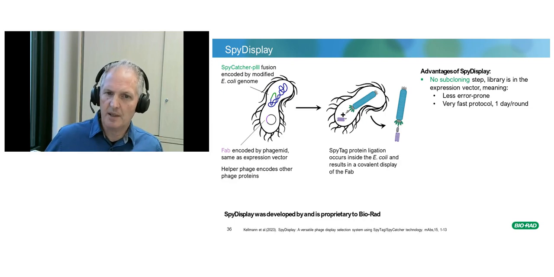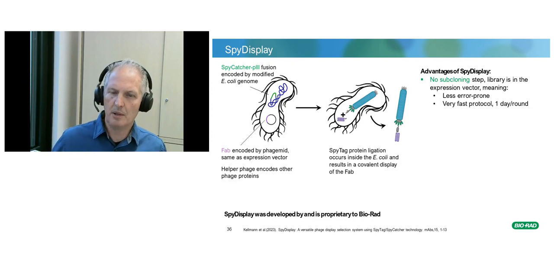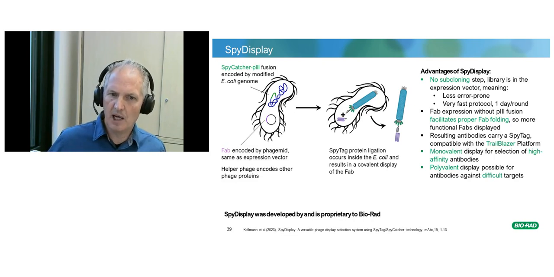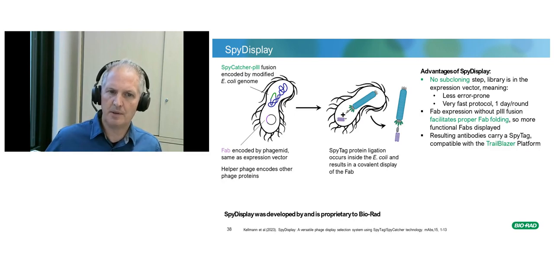Obviously, the resulting antibodies all carry a SpyTag, so they are compatible with our Trailblazer platform, the modular antibody assembly platform, which I showed. And we showed that we have a truly monovalent display for the selection of high affinity antibodies. That means that every phage carries a maximum of one Fab. But we can also switch to a polyvalent display where every phage carries on average 2 to 3 Fabs. And make use of the avidity for the selection of antibodies against difficult targets.